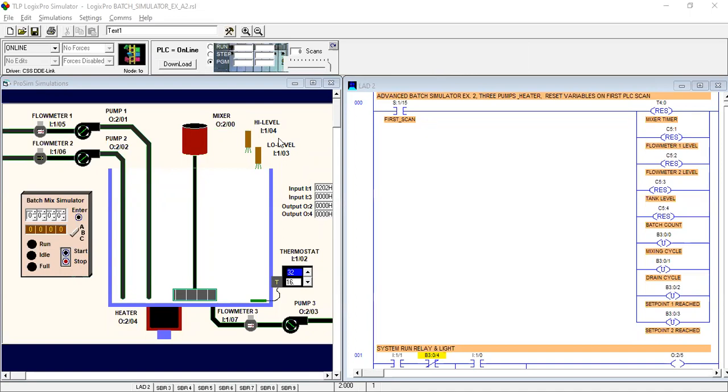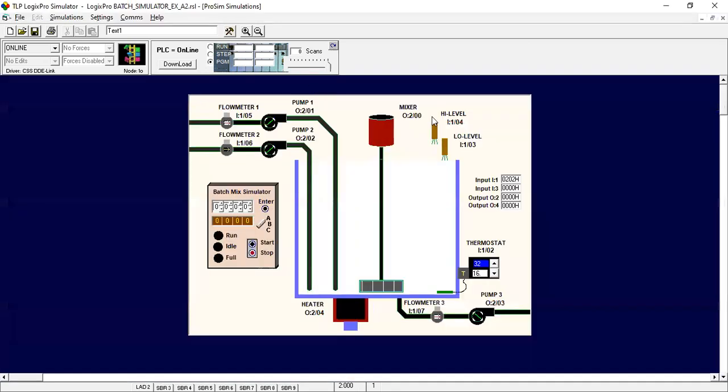Hello everyone. Today we are going to discuss batch simulation. Batch simulation exercise. In this exercise, we will see how to work in a batch simulation and how our ladder logic diagram works behind the batch simulation application. First of all, we have to understand the diagram of the application.